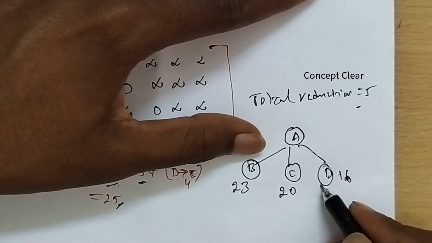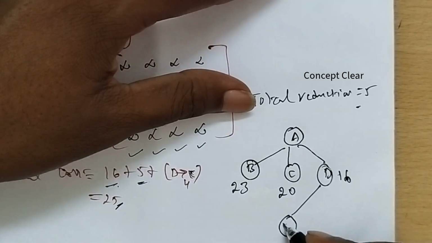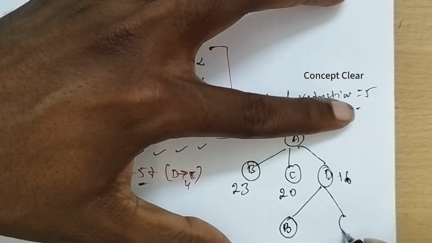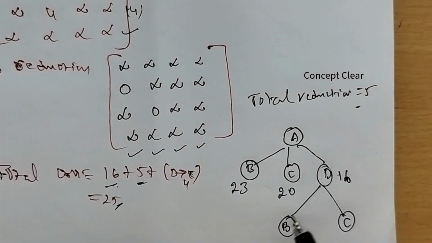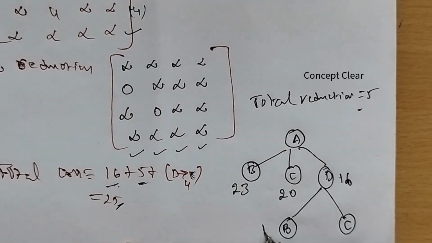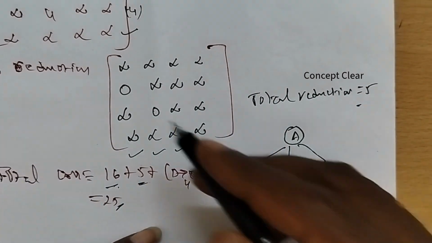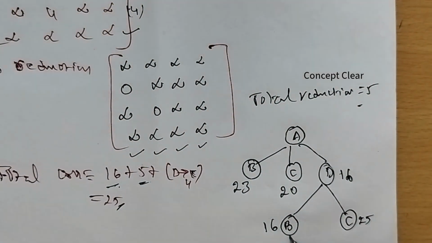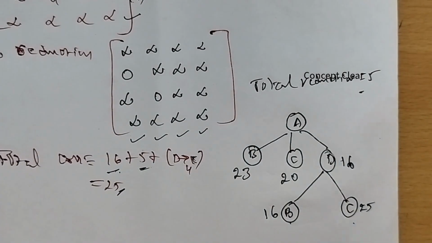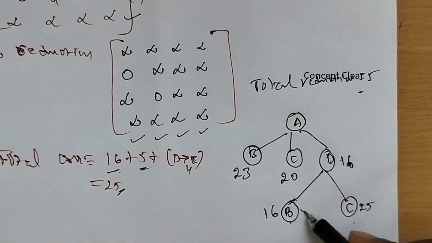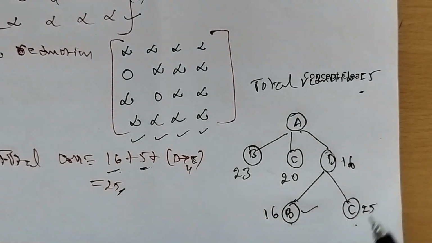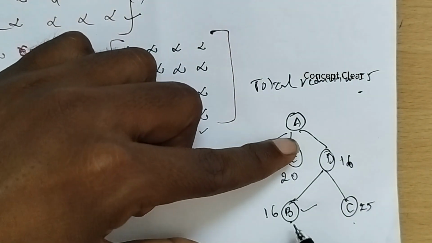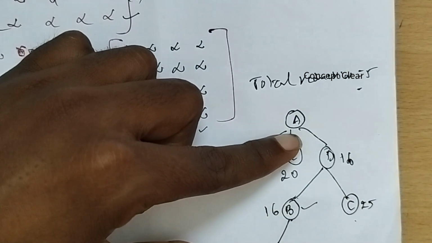Then that's why we are extending here D to B, D to C. What is the cost here? It is 16. Okay, and what about this one? Here it is 25. So comparing B and C, 16 and 25, which one is the least value? 16 is the least value. So we are extending this to find out the C value.